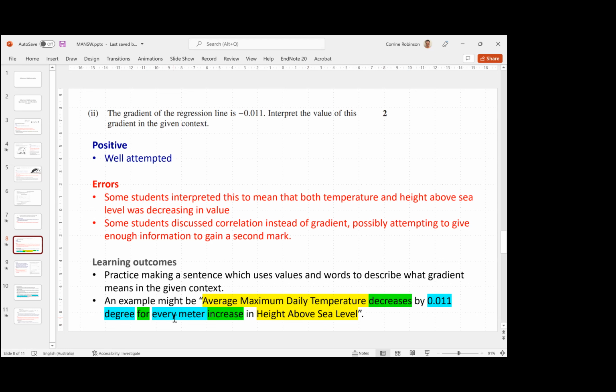So I think the key for this one is perhaps not saying more, but saying more specifically about gradient. Stick to gradient and be quite specific.